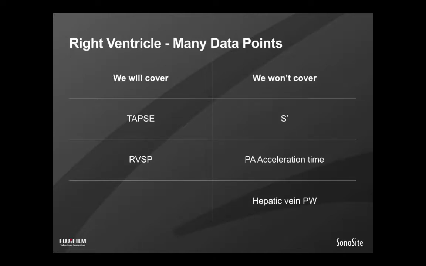We will not cover more sophisticated techniques, including S prime determination, which is a tissue Doppler technique, PA or pulmonary artery acceleration times, nor will we look at pulse wave Doppler of the hepatic vein, which is another technique sometimes used for comprehensive right-sided assessment. Our choice to focus on TAPSE and RVSP relate to their frequent use in clinical medicine and their relative ease and applicability in making decisions at the bedside.